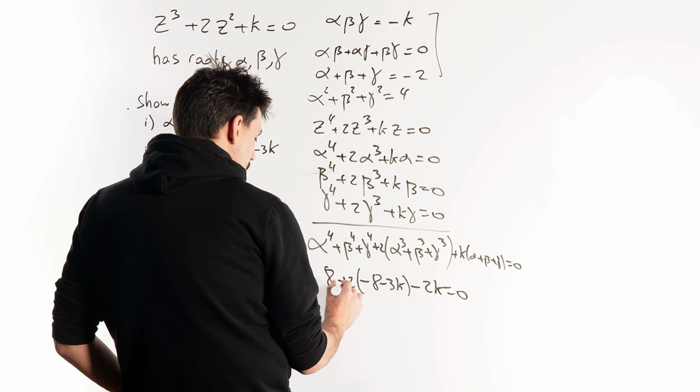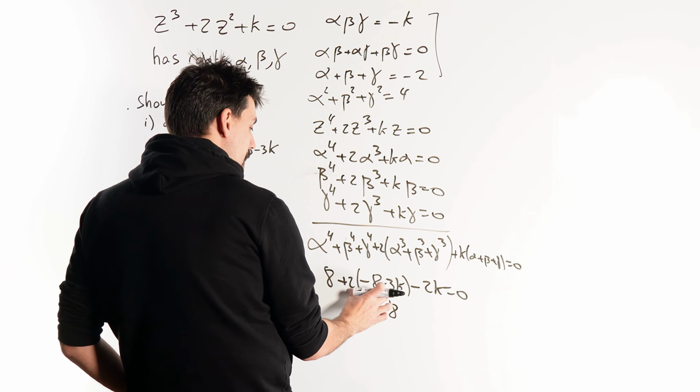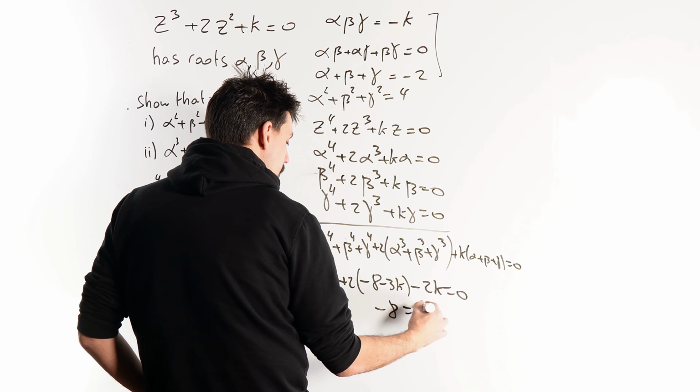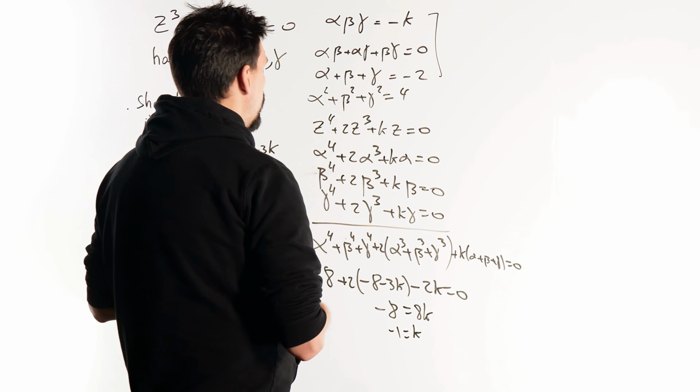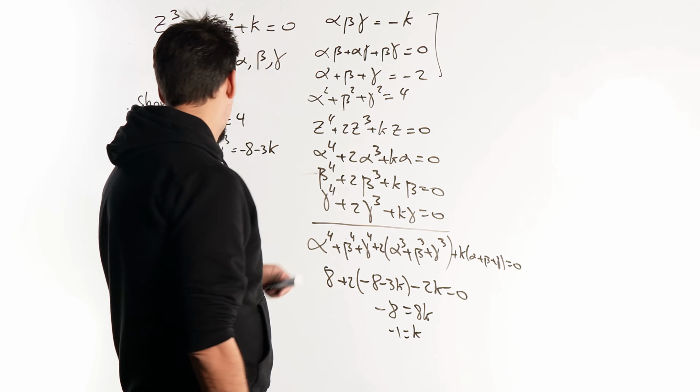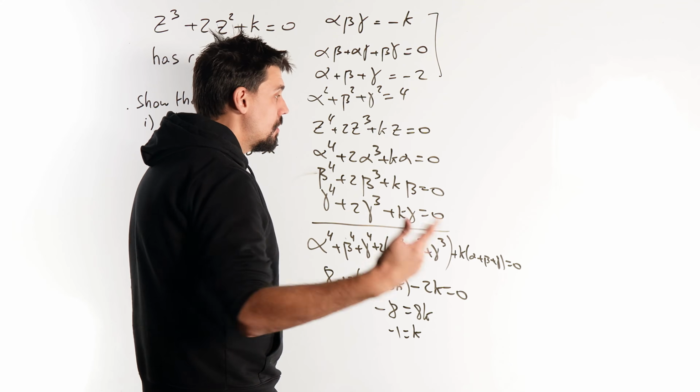Right, so let's multiply that out. I get 8 minus 16 is minus 8. Minus 6 minus 2 is minus 8k. That is 8k. Therefore, k is minus 1. Isn't that nice? And let's do the last one.